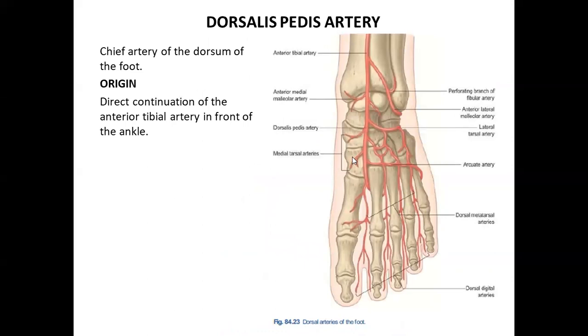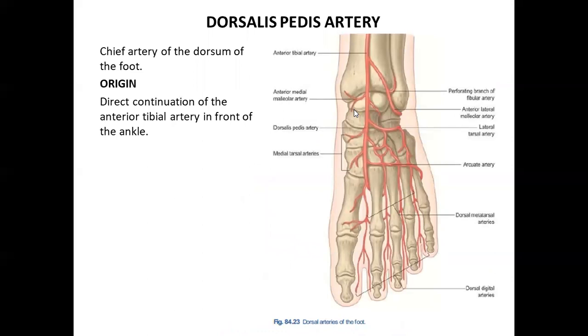Now, talking about the dorsalis pedis artery. अब I told you that the anterior tibial artery continues downwards और उसका नाम change हो जाता है और वो dorsalis pedis artery कहलाई जाती है. This is the chief artery of the dorsum of the foot, continuation of the anterior tibial artery in front of the ankle joint.